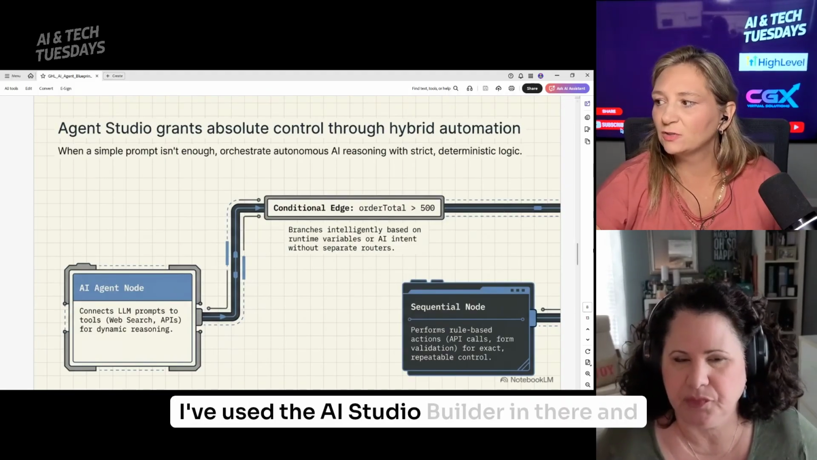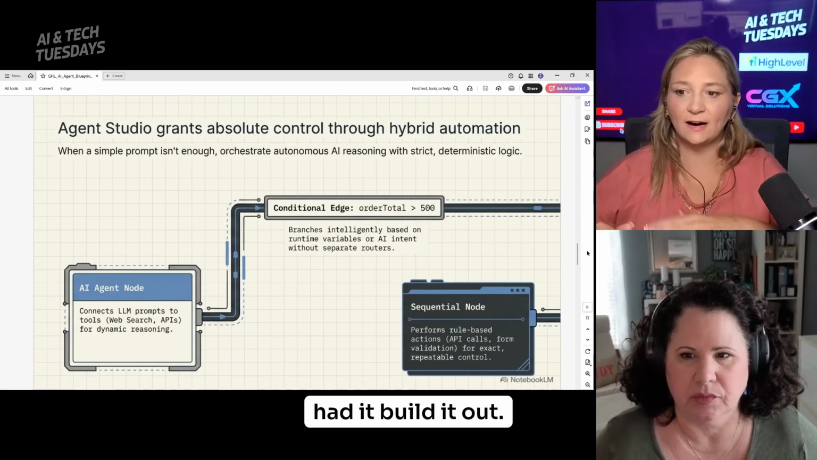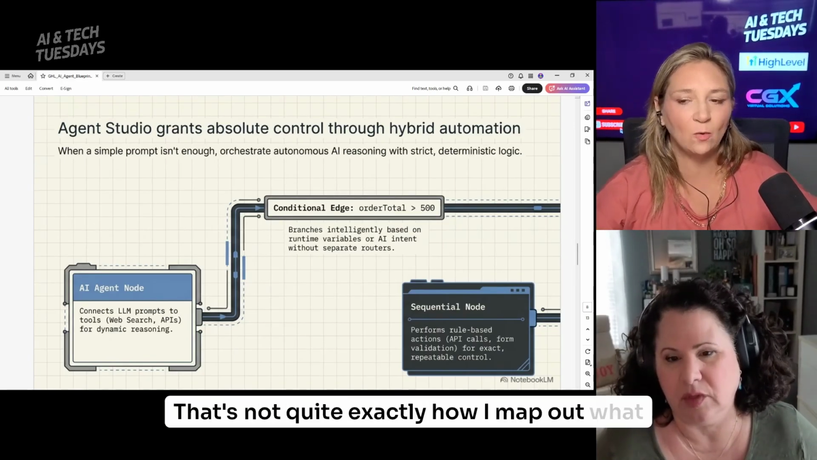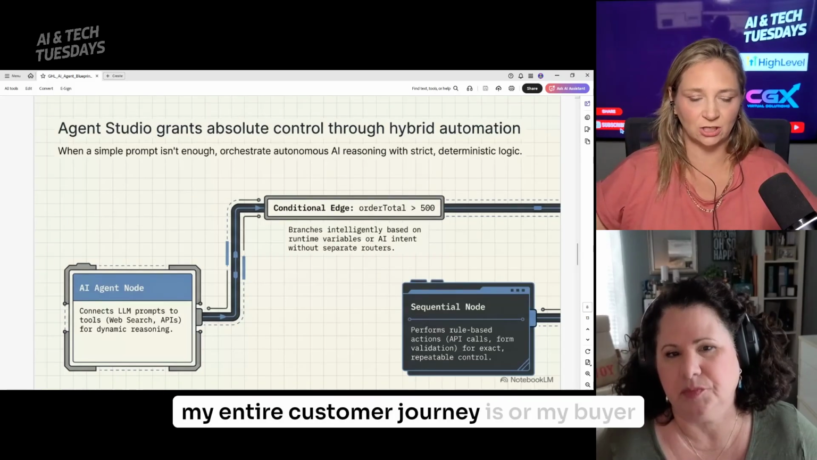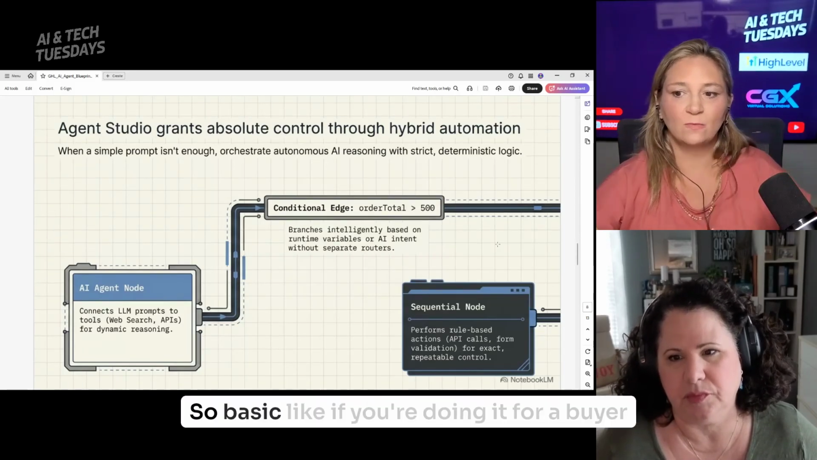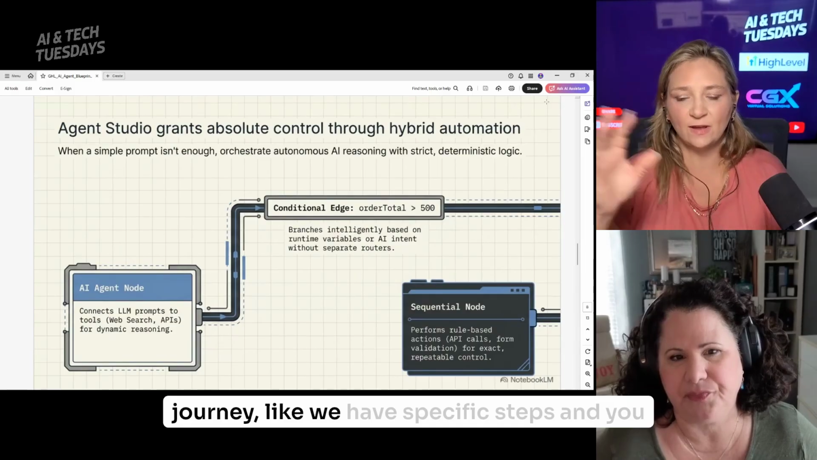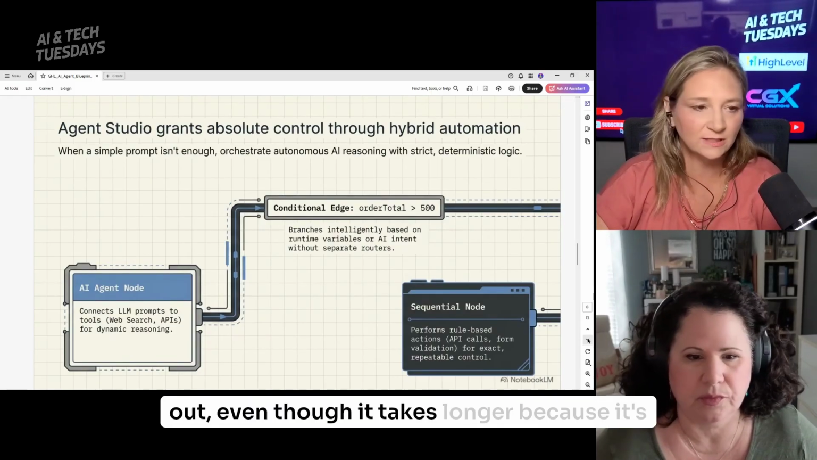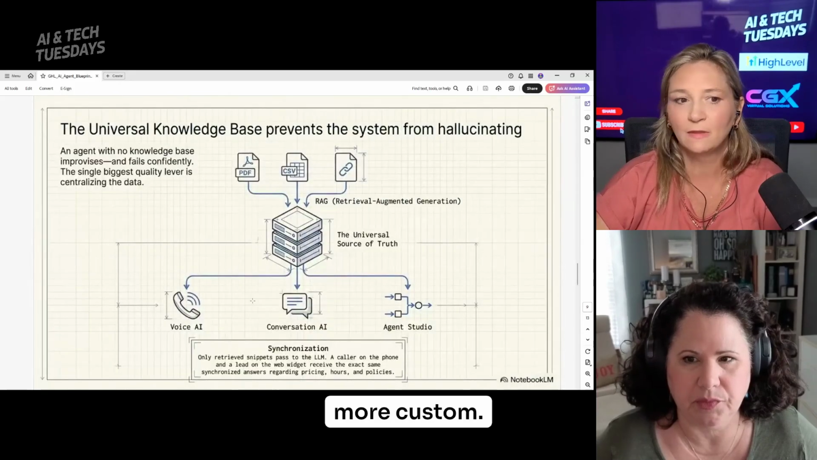I've used the AI Studio Builder in there and had it build it out, and I've looked at it and thought, "Oh, we need to refine that. That's not quite exactly how I map out my entire customer journey or my buyer journey." If you're doing it for a buyer journey, we have specific steps, and sometimes it's easier to just build it out even though it takes longer, because it's more custom.